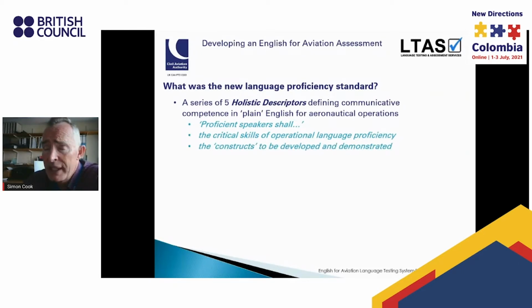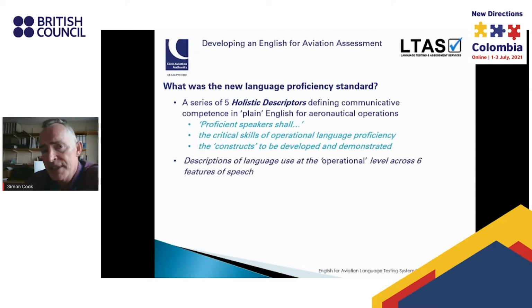From a learning and testing point of view, it can be seen that these 5 skills, called the holistic descriptors, would form the constructs, the attributes that should be developed in the classroom, then demonstrated by means of a test, and then demonstrated in professional operations. So they've said what the notion of proficiency is. Okay, you have to be proficient in these 5 skills.